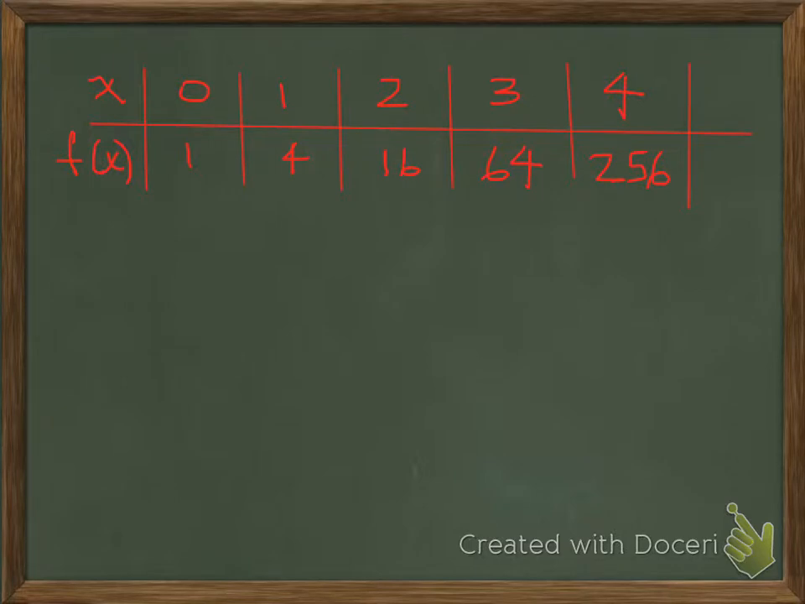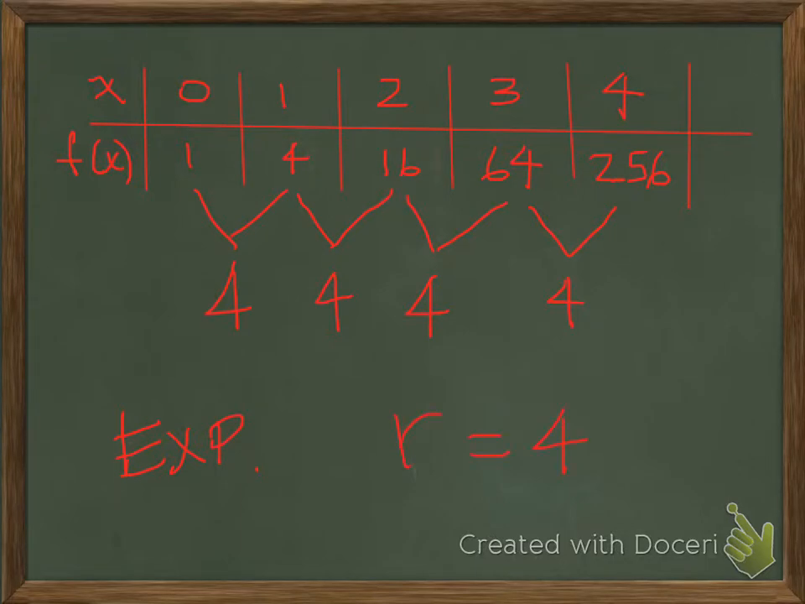So you'll recall from the last unit, to decide whether data is exponential, we take successive outputs and divide. 256 divided by 64 is 4. 64 divided by 16 is 4. 16 divided by 4 is 4. And 4 divided by 1 is 4. So indeed, this is exponential, and R is 4.